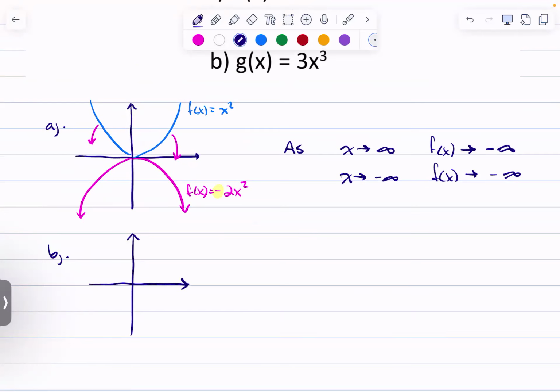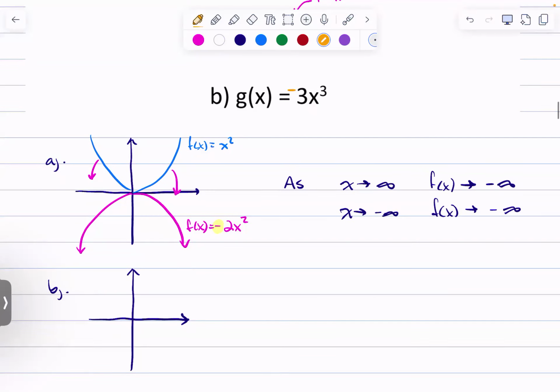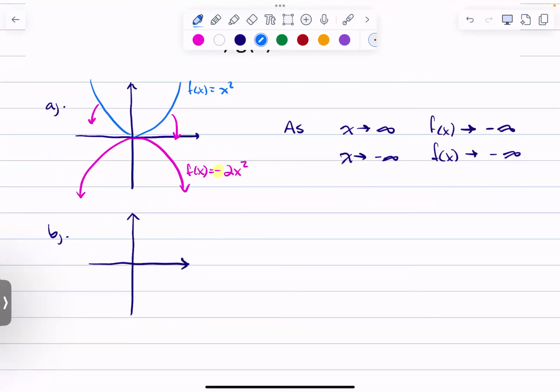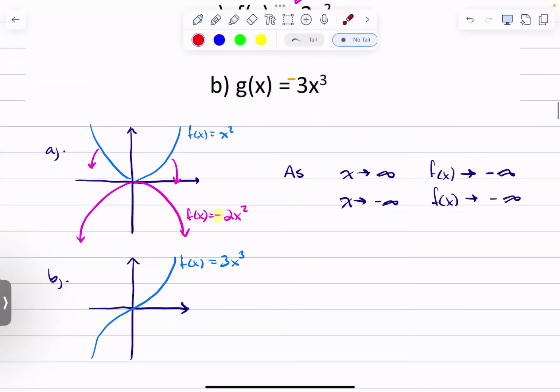Remembering what the general shape of x to the 3 looks like, right? I kind of ignore the 3. I'm looking out for negatives in front, right? Because if it was negative, right? Well, let's start, I guess, with the default. Something like this. F of x is 3x to the 3. What would the negative version be?